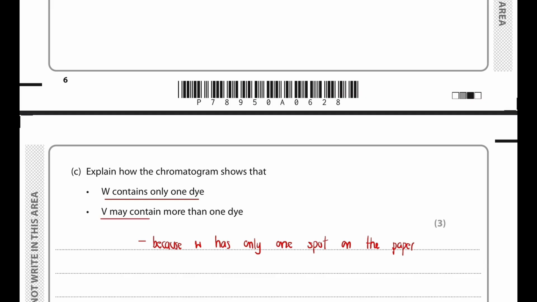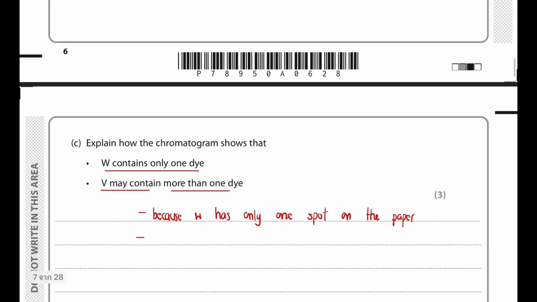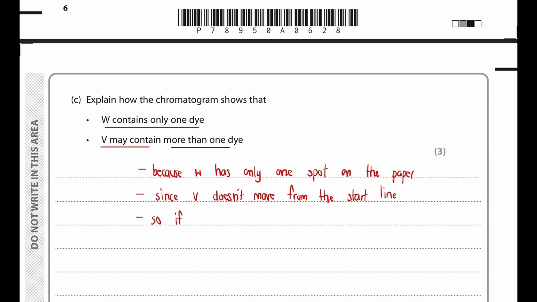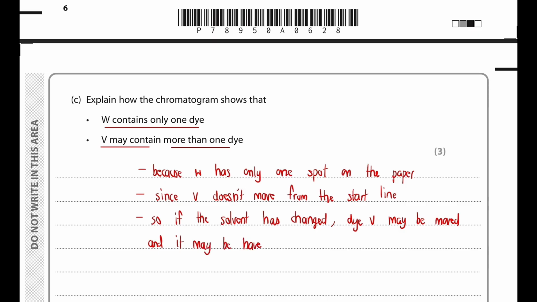And V may contain more than one dye. Since V does not move from the start line, so if the solvent has changed, dye V may be moved and it may have more than one spot.